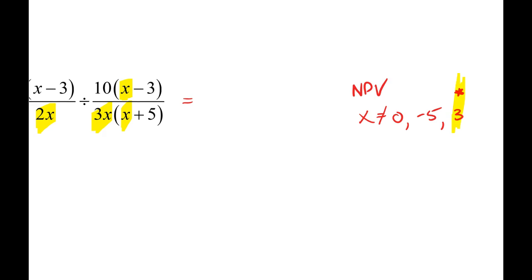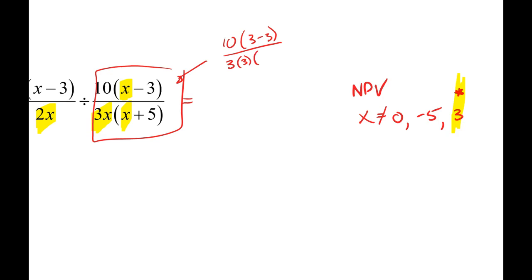Well, if you put a 3 there, let me quickly show you what would happen if we put a 3 there. You would have 10 over 3 minus 3, and then you would have 3 times 3, 3 plus 5. You would end up with 10 times 0, which is 0, over 72, which is 0. And since you're dividing by 0, you would have a problem.